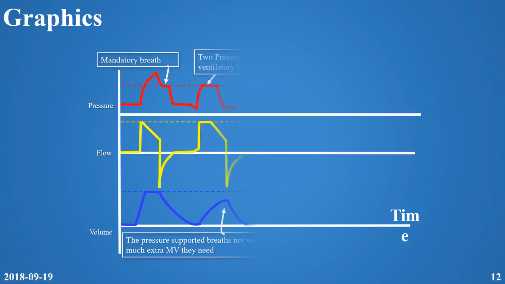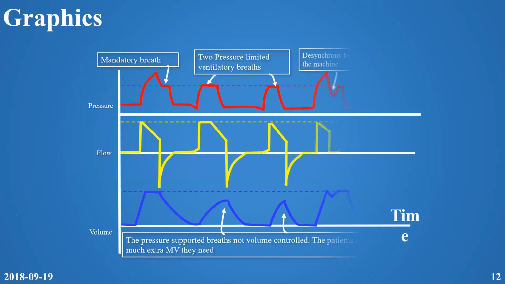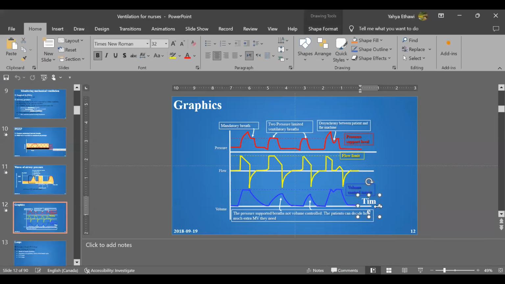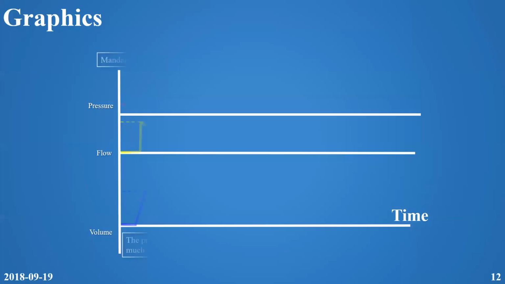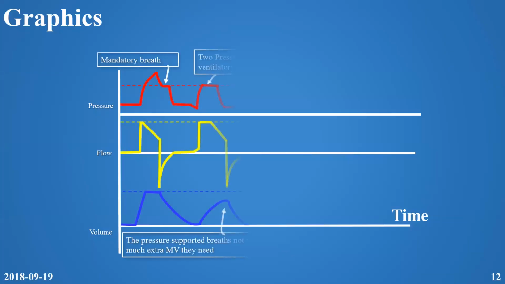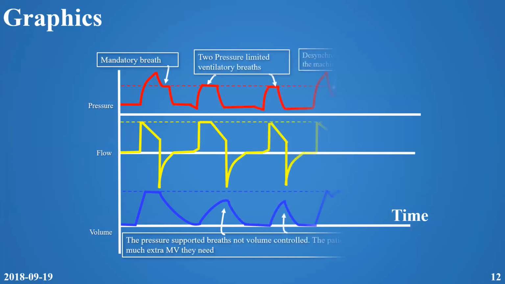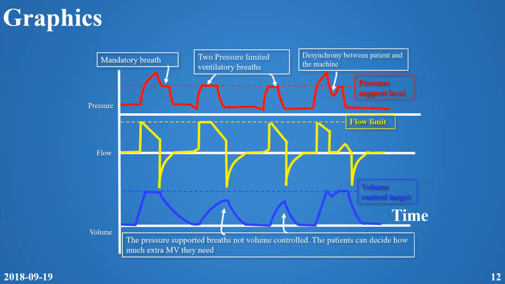So here is the graph. Here's another graph, like how it looks in the machine. Now we will not talk about the details, because we'll talk later. This is a little bit difficult topic. But a graph is a parameter. Here is volume, here is flow, here is pressure. It's a parameter against time. That's what we call a graph.